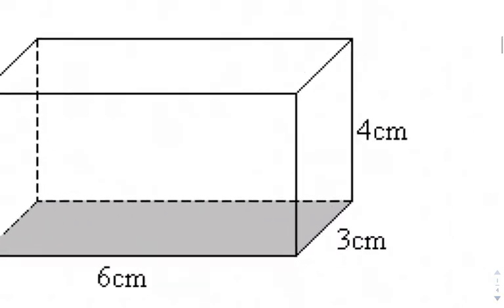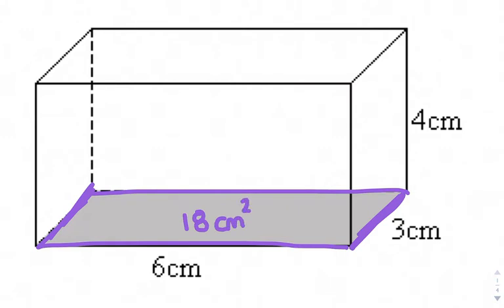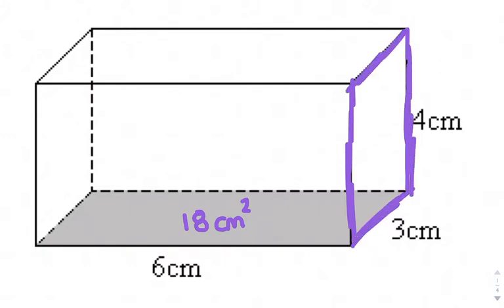So looking at the bottom side here, the area of a rectangle is just length times width. So what is 6 centimeters times 3 centimeters? Well, that would give you an area of 18 centimeters squared. Okay, that's one. Then, here's another rectangle. This time, this rectangle is 4 by 3. So 4 times 3 would give me 12 centimeters squared.